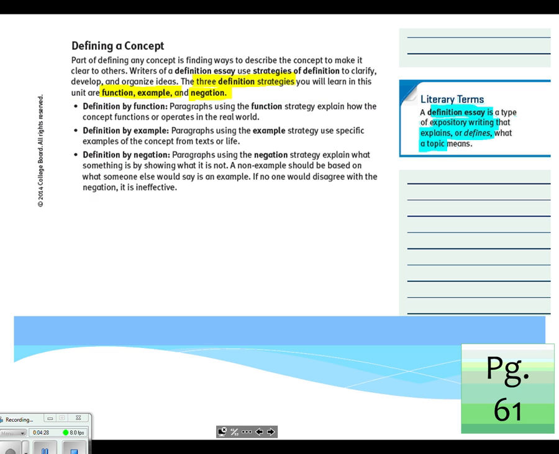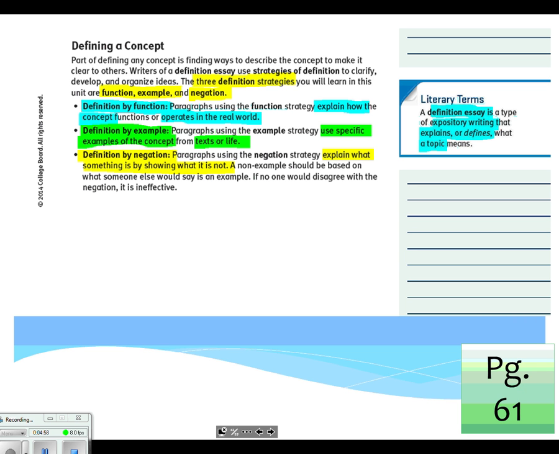All right, so definition by function means that the term is going to be explained based on how it operates. What does it physically do? Definition by example means that a term is given multiple examples from text or real life. And negation is where a term is explained by stating what it is not.